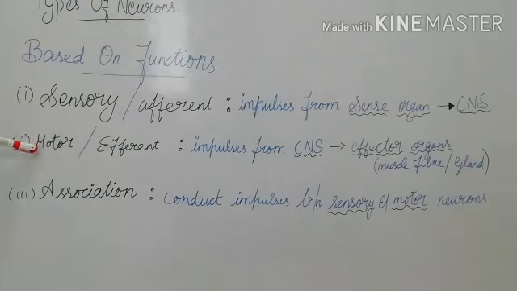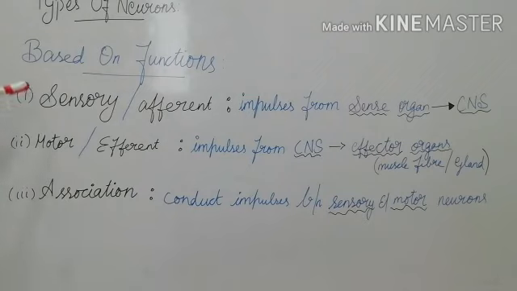And the motor or efferent neurons will carry the impulses from the brain or spinal cord, that is, the central nervous system, to the effector organs. The effector organs are muscle fibers or glands. The muscles help in moving, and the glands will secrete hormones to do their functions. That is the role of the motor or efferent neurons. And the next is the association neurons. This neuron will conduct impulses between the sensory neuron and the motor neuron.